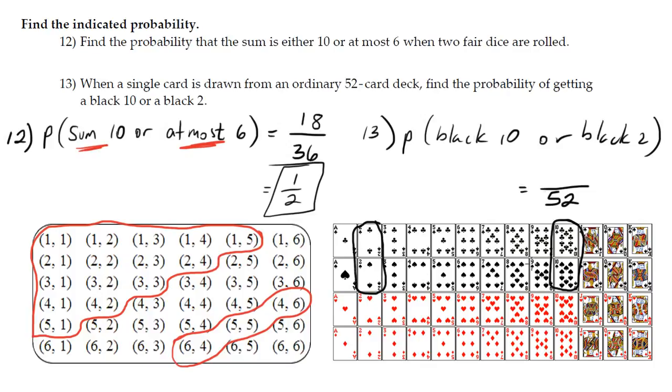These don't overlap. There's no intersection. So I can just count these. 1, 2, 3, 4 outcomes. 4 cards out of these 52 cards are black 10s or black 2s. This can simplify to 1 out of 13.